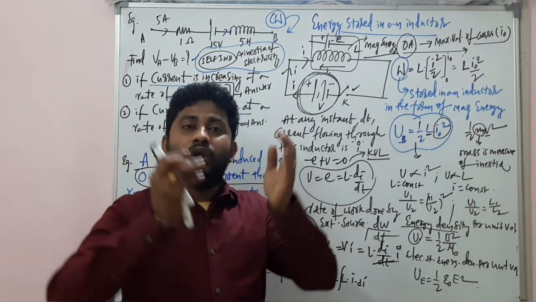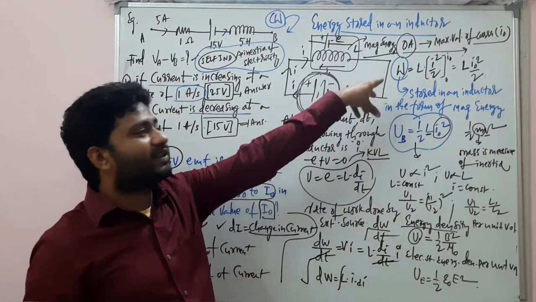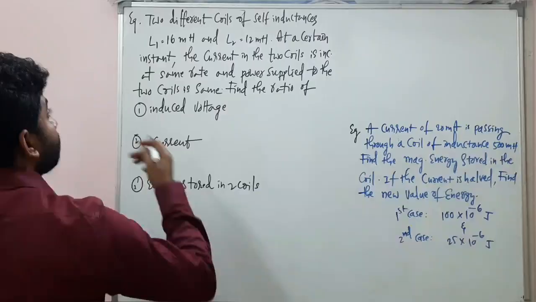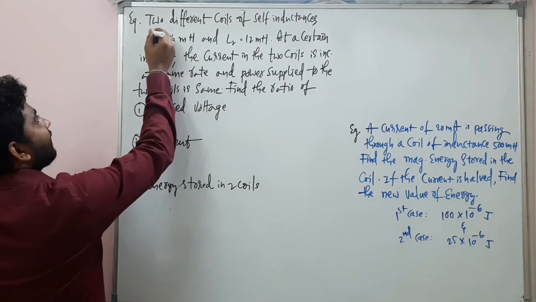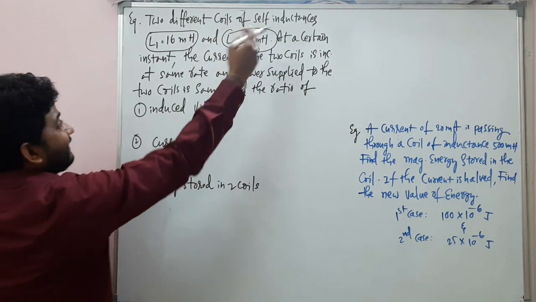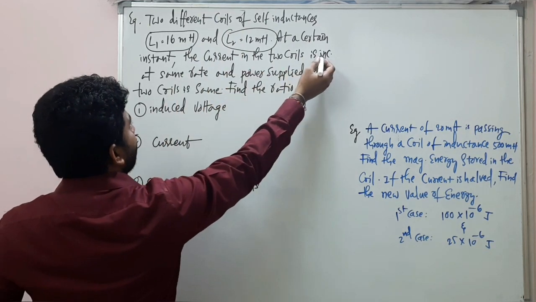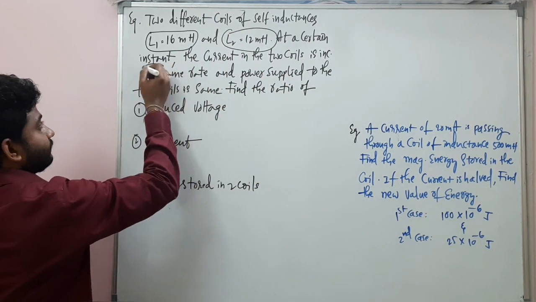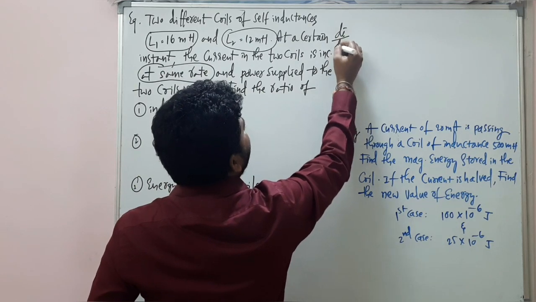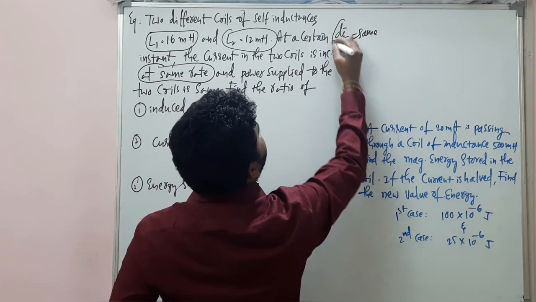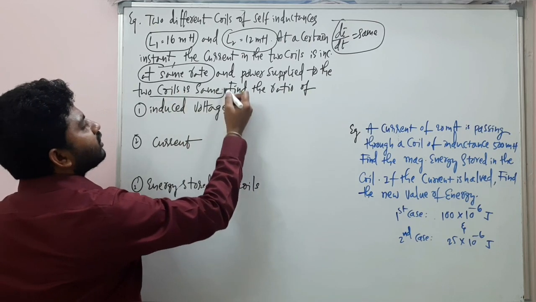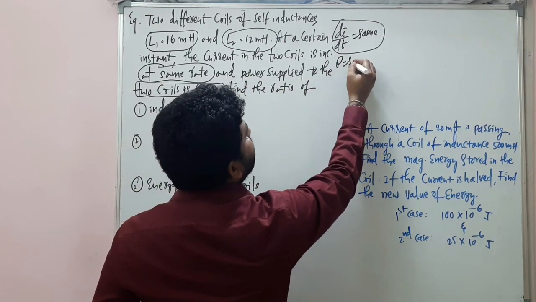my dear students, right? So let's solve. This is one of the important topics from the chapter. Let us solve some numericals based on energy stored in an inductor now. Two different coils of self-inductances, 16 millihenry and 12 millihenry. At a certain instant, the current in the two coils is increasing at the same rate. What does it mean? Current is increasing at the same rate means di by dt value is same. Remember, di by dt value is same. And the power supplied to the coils is also same.